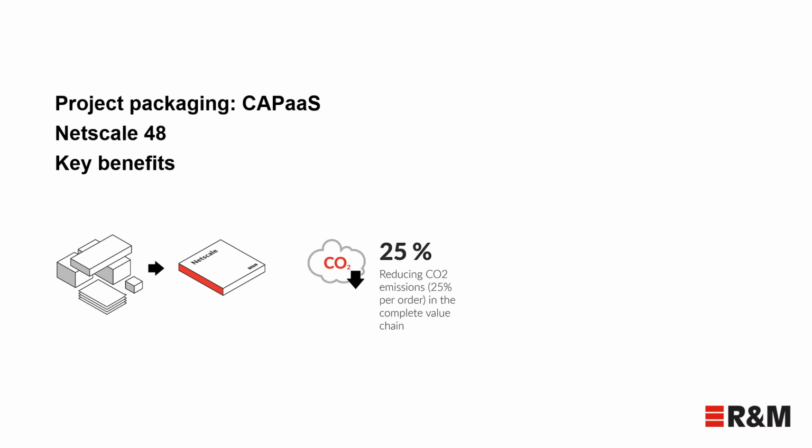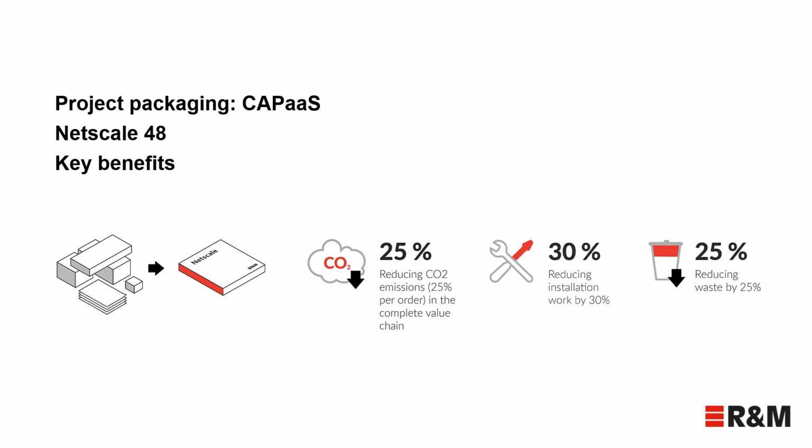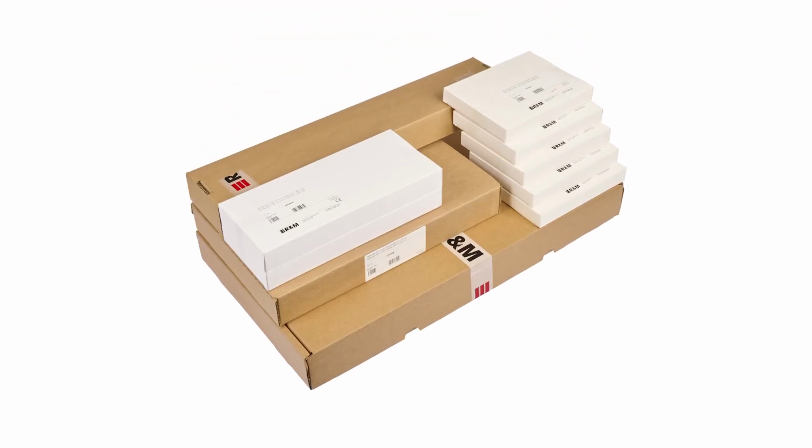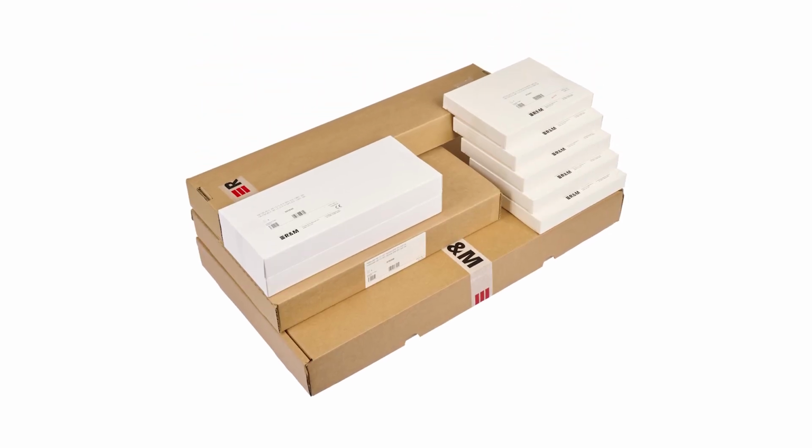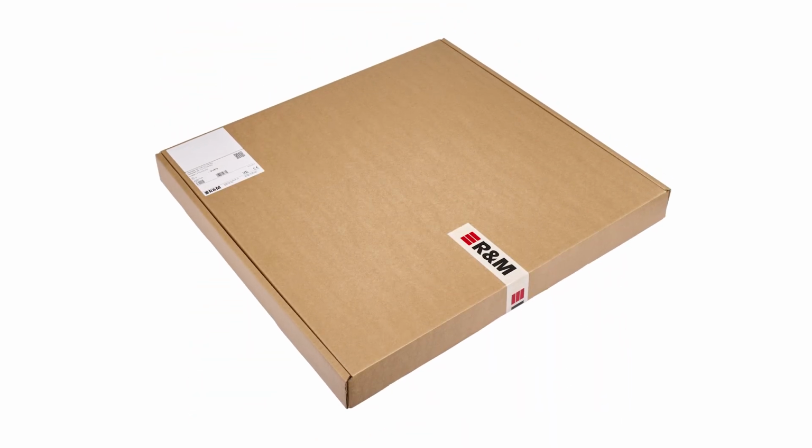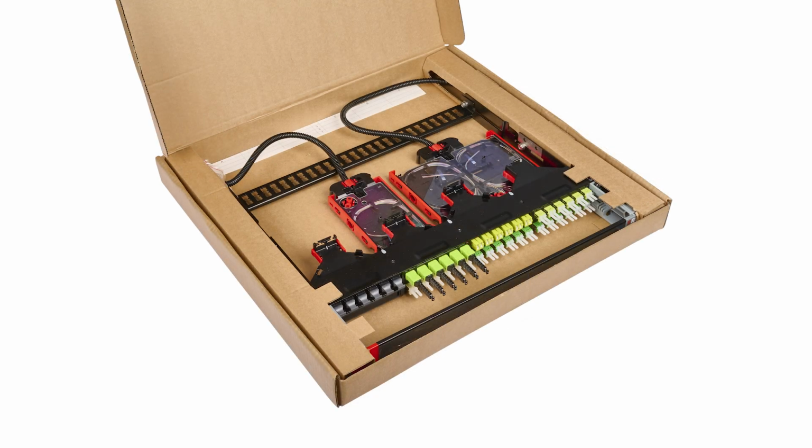Savings of at least 25% CO2 are expected when transporting fewer boxes. 30% installation effort is reduced by simply screwing the pre-terminated panel directly into the rack. There is also 25% waste reduction in disposing of fewer boxes. For example, 10 boxes in today's terms would equate to all parts pre-assembled in one box with the new CAPaaS solution.